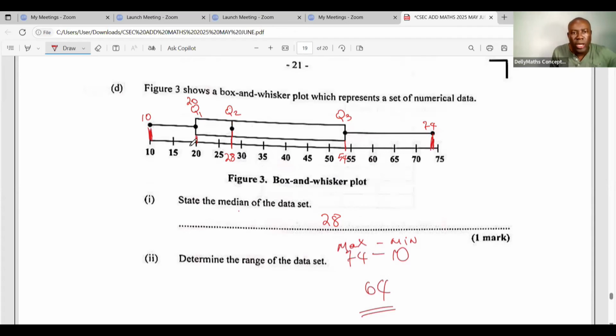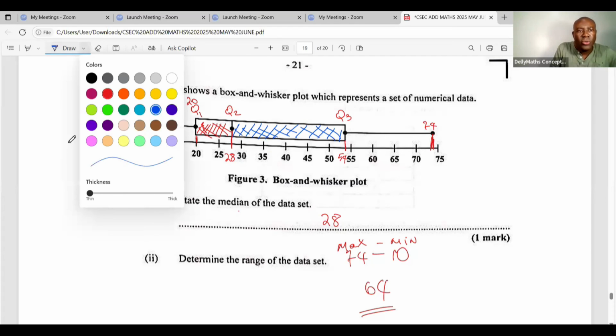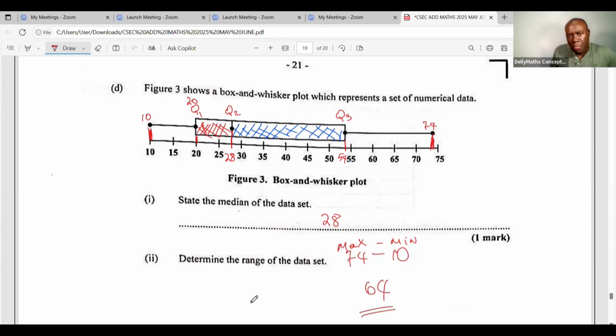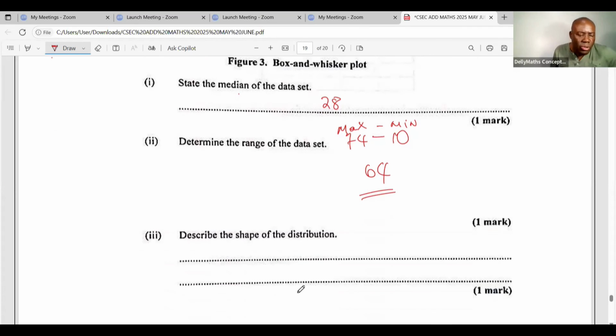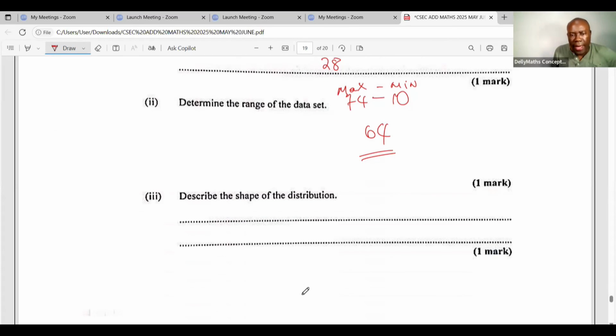Whenever we're describing the shape, you want to observe your 3 quartiles, and you could see that here is smaller, right? So it's not split evenly, so it is skewed. Look at the blue, look at the red. You could see the difference here. So there's a huge skewing going on. It's skewed to the lower end, so it is actually positively skewed. So let's take a look. It says describe. I'll say the data set is positively skewed.